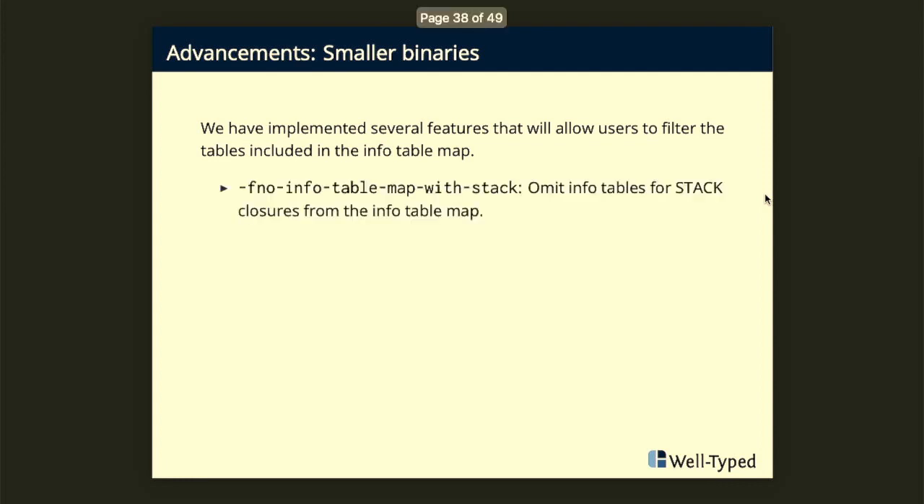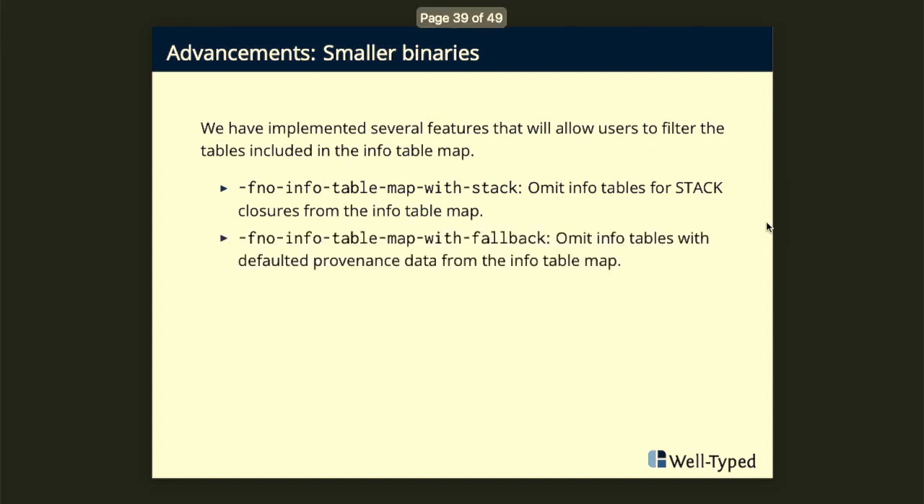And so we're working on implementing features that allow users to filter exactly what tables get included in that info table map. And one of these flags that is now in GHC is the -fno-info-table-map-with-stack flag, which allows you to omit info tables for stack closures from the info table map. And often the info table map is dominated by info tables for stack closures because a lot of those get generated. And then also you can omit info tables that have defaulted provenance info. So if we can't figure out source location for these closures for an info table, then typically the source locations will get defaulted, but you can choose to omit those with this.